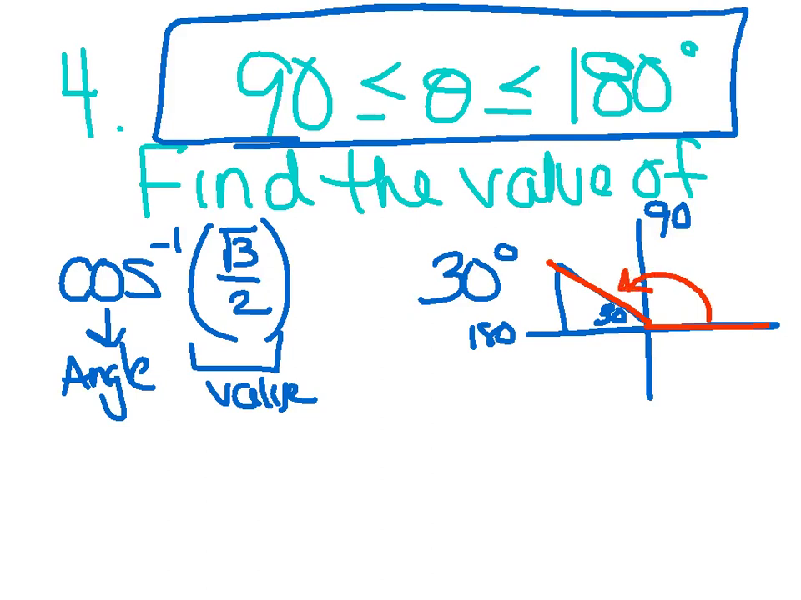And how would you get that? Well, just ask yourself, how far is 30 from the x-axis? Or basically 180. How far is 30 from 180? So I'm just taking 180 minus 30, which we've done a million times, getting that reference angle, and I get an angle of 150 degrees.